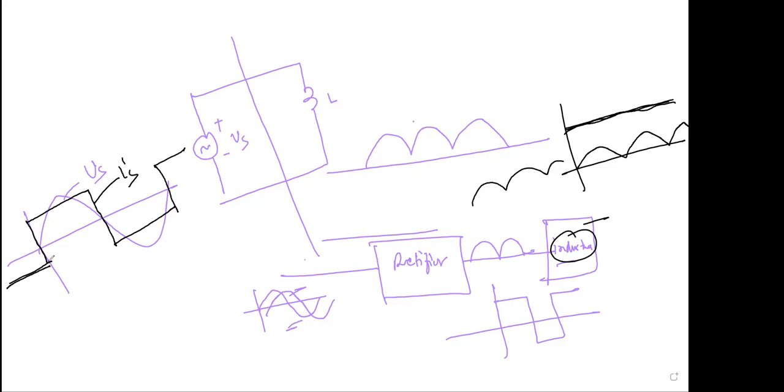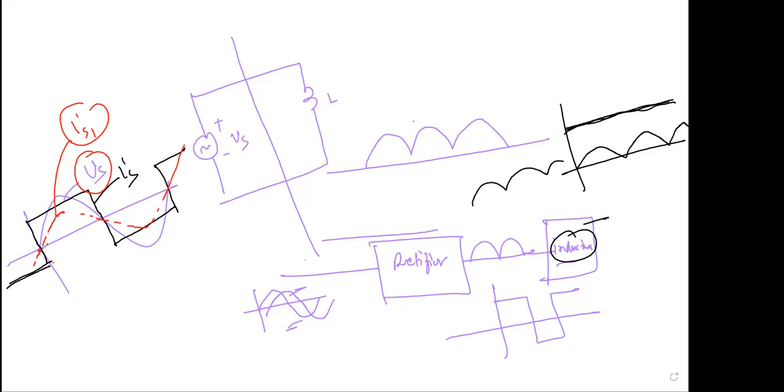And current is not sinusoidal, rather it is rectangular. Rectangular, right? Now, if you do the Fourier analysis, you will see that the current wave shape will be like this. And this is the fundamental component. And what is the phase difference between this fundamental component and VS? What is the phase difference? Tell me.